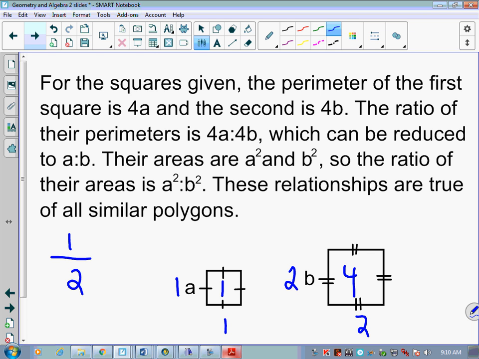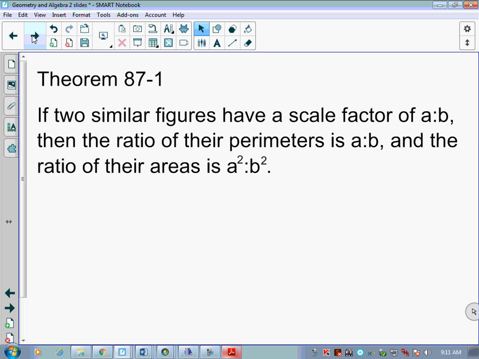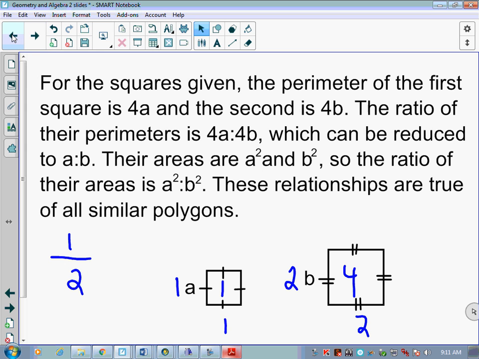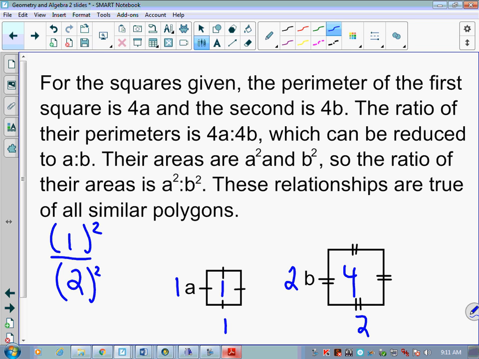These relationships are true of all similar polygons, and what we're going to see as we cover this next slide is if two similar figures have a scale factor of, in our case, a to b, then the ratio of the perimeters is a to b, and the ratio of their areas is a squared to b squared. In this case, if I want to know what the ratio of their areas is, I'm going to square both of these things. What's 1 times 1? 1. And what's 2 squared? 4. Do we see how they have an area ratio of 1 to 4? So we take our scale factor and square both parts of that ratio.